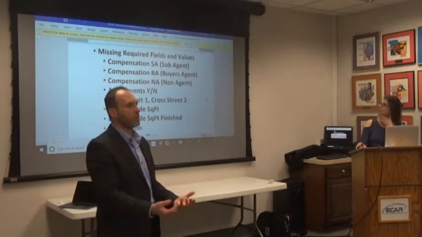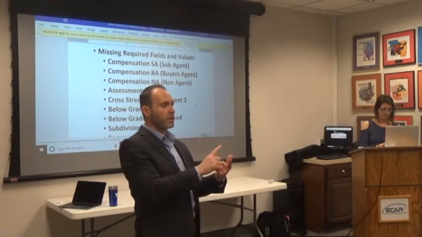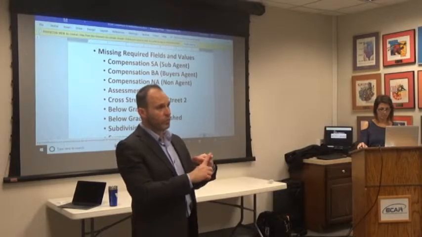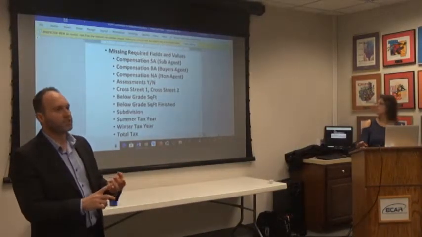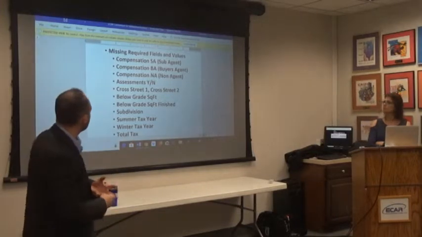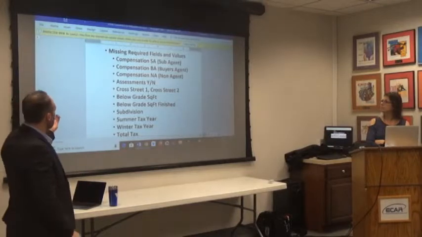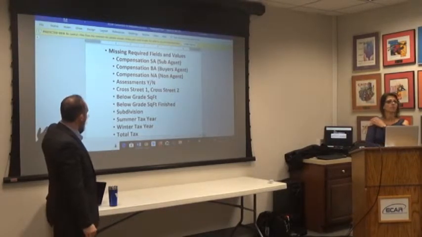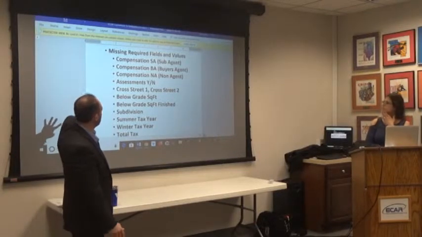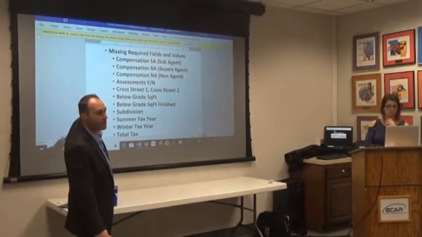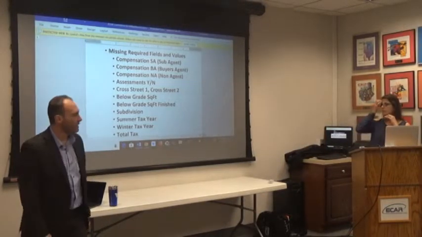Now what we got from you were non-standard values. We require a yes-no for at least one of those. You have to offer some form of cooperation, and then at that point we can fill in the values. Assessments, cross streets, below grade square footage finished. Some of these we may have been able to backfill, but we did our best, and you'll see the tax years and so on.